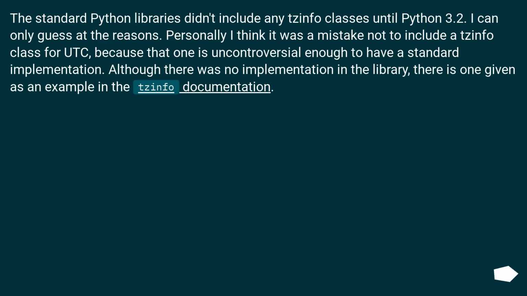The standard Python libraries didn't include any tzinfo classes until Python 3.2. I can only guess at the reasons. Personally, I think it was a mistake not to include a tzinfo class for UTC, because that one is uncontroversial enough to have a standard implementation. Although there was no implementation in the library, there is one given as an example in the tzinfo documentation.